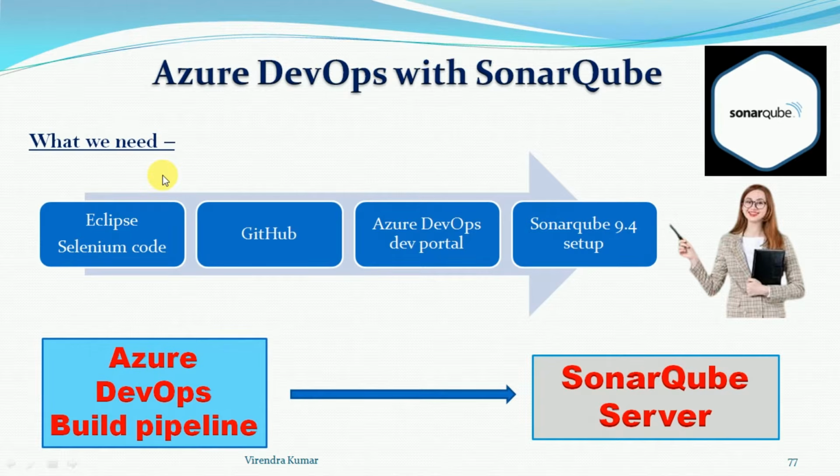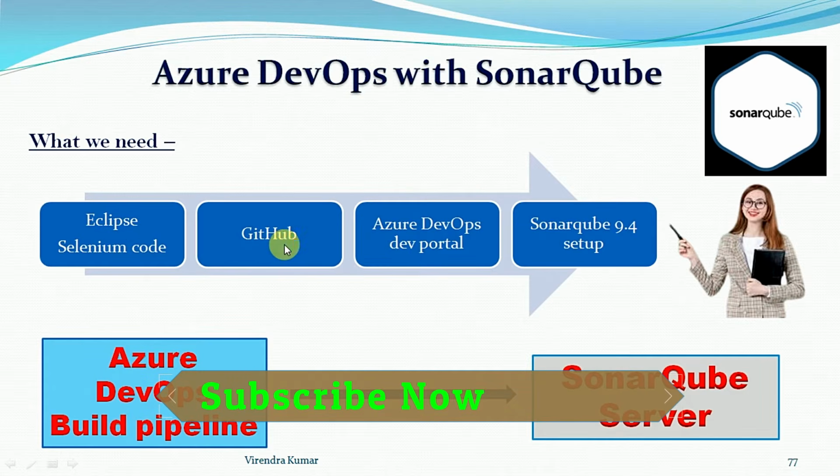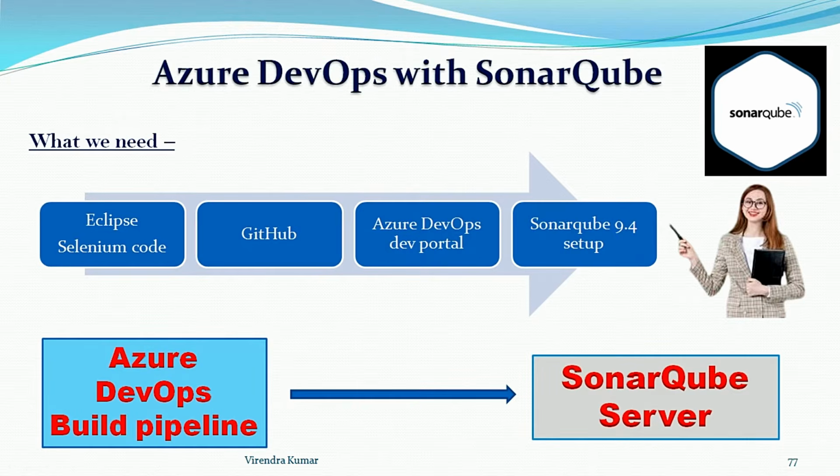On my screen you can see what we need for this setup. The first is the Eclipse or the Selenium code. That code you need to push to GitHub or any source code repository server. You can use Bitbucket, you can use GitHub, any source code repository where you can push the code on the cloud. Once you push the code on the cloud, then we will log into the Azure DevOps portal. The Azure DevOps portal will take the repository from GitHub to your local repository.